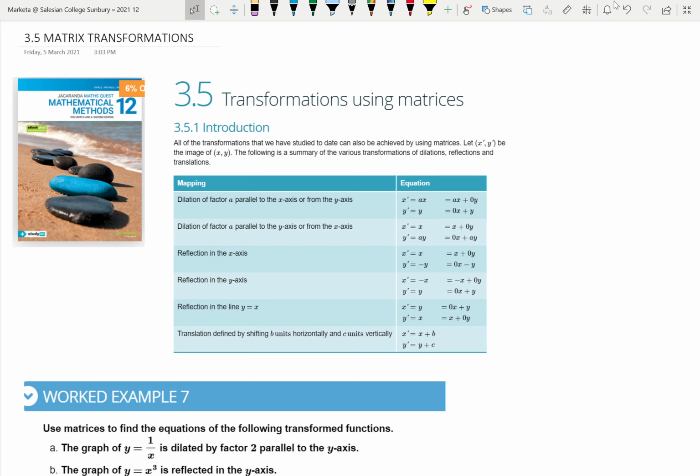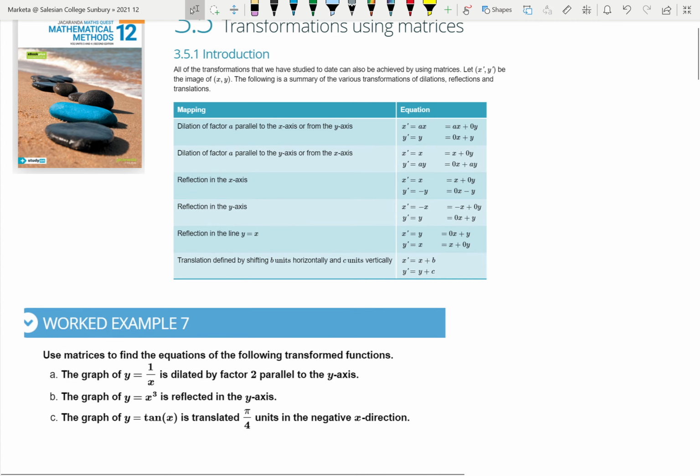Hi guys, today I'm going to be walking you through the worked examples from exercise 3.5, which is transformations using matrices. So obviously this is from your Jacplus textbook, year 12, and the first thing they give us is a bit of a table, and it tells us all the mapping equations.